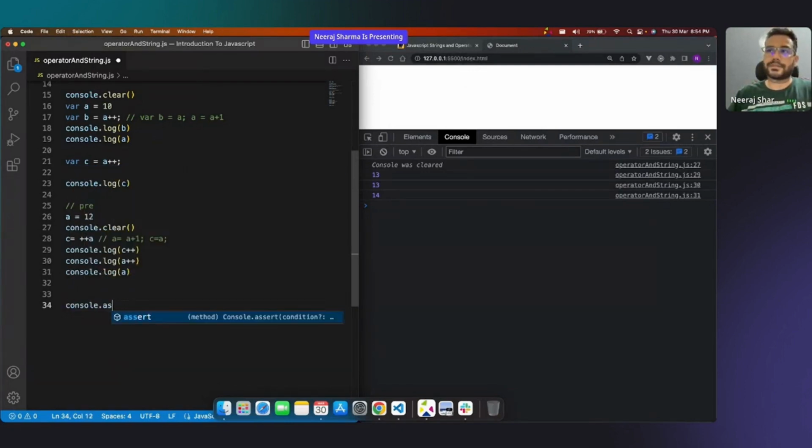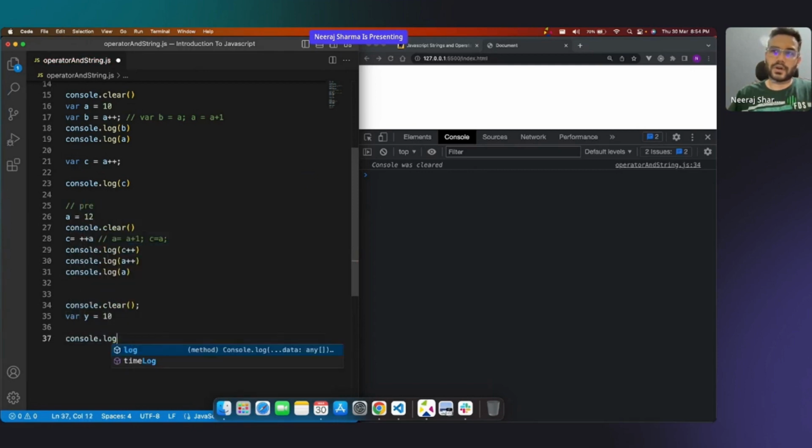Console dot clear. Let's clear everything here. And let's see. I'll create a variable y equals 10. Now what I'm saying, console dot log minus minus y. That means what will happen? Minus minus is pre, so the decrement will happen first. So if the decrement happens first, what will I be getting? I'll be getting 9. It is that simple.